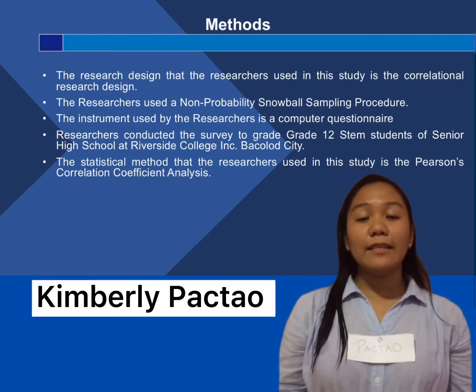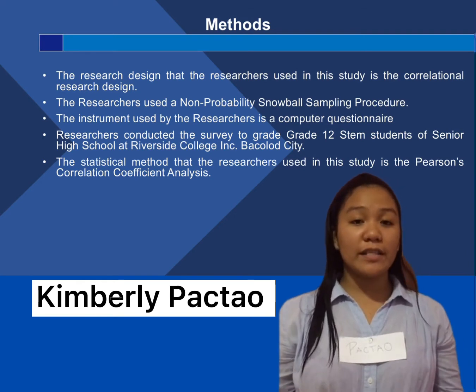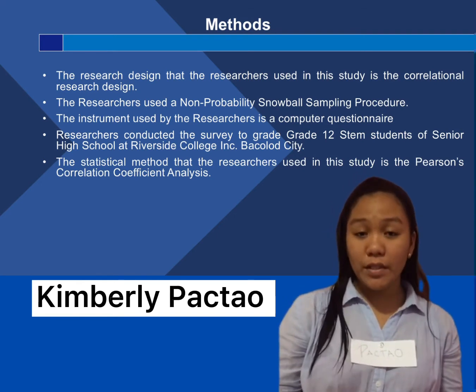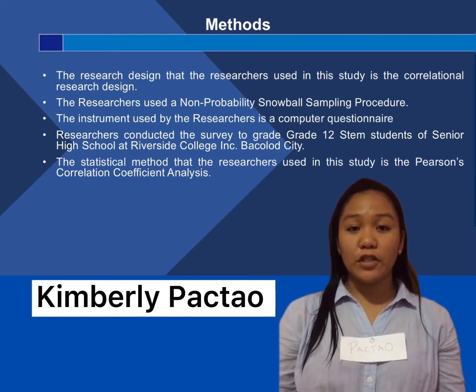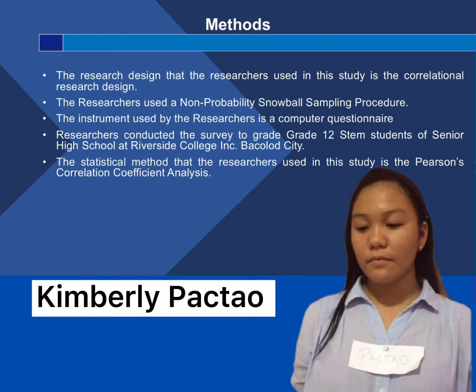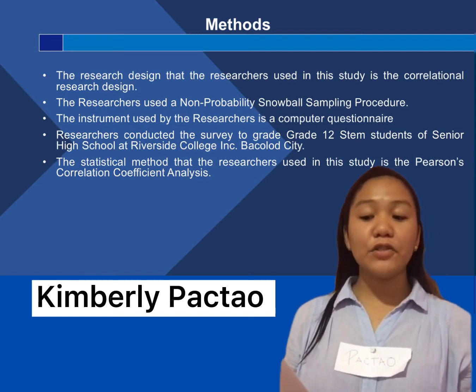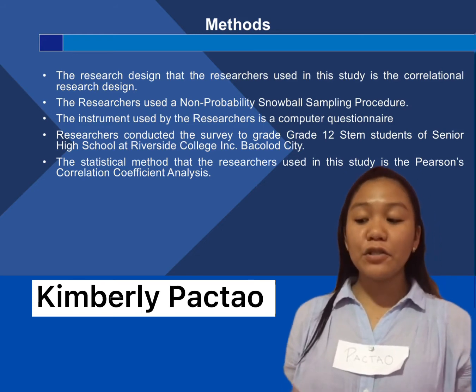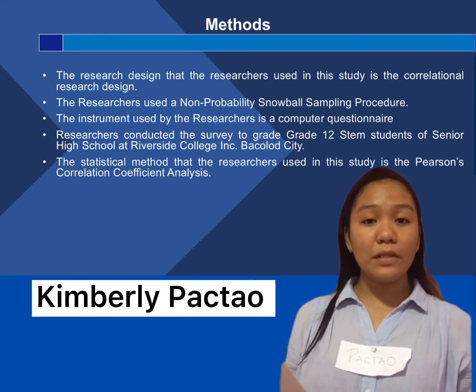Methods. It is the part of a research paper where you can see the description of the study, what research design the researchers used, and the data collection procedures on how the researchers were able to accomplish it. The research design that the researchers used in this study is the correlational research design. The researchers used a non-probability snowball sample.